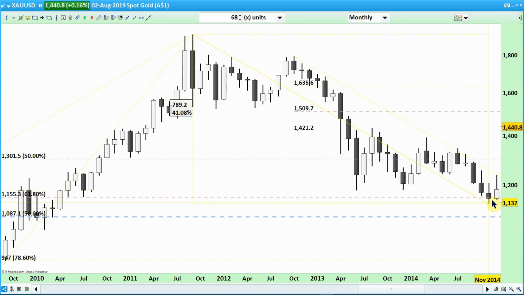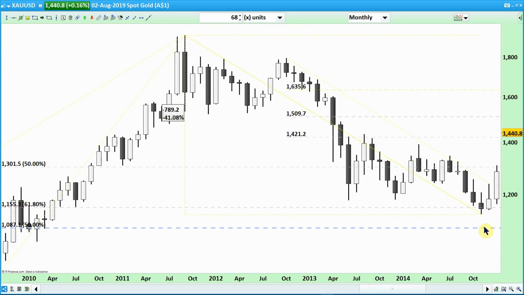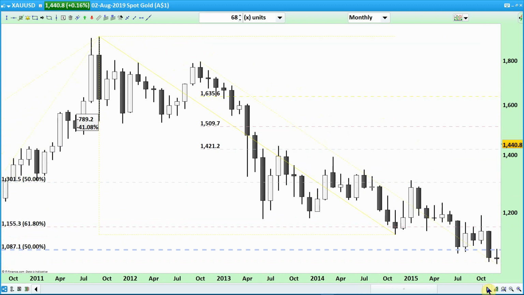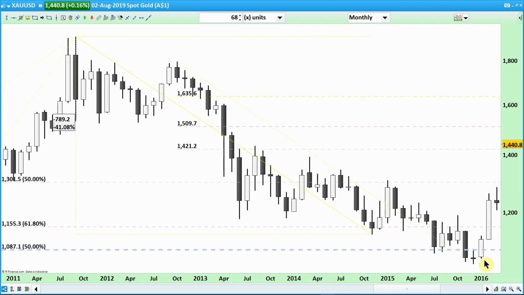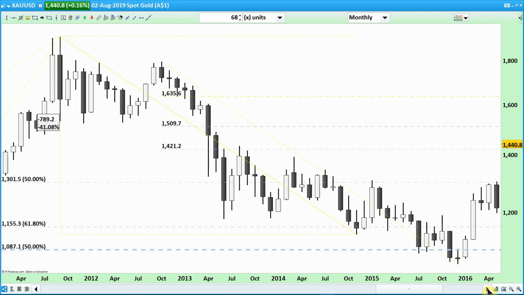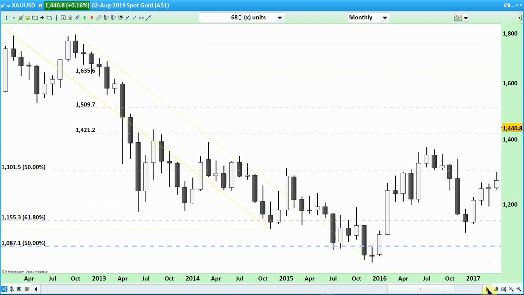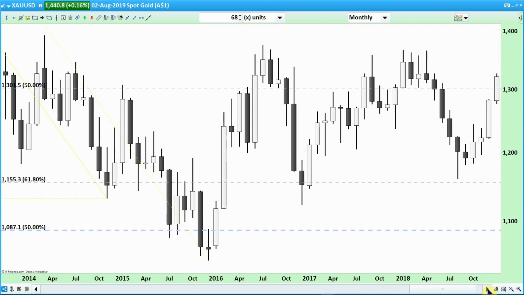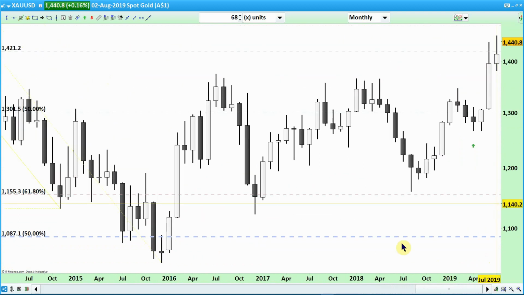Gold fell down to this point, 50%, and then from that 50% it started going up with this engulfing. With this engulfing, it went up to 1087. I think this is the one, 1087. And then it went up, it is going up, and now we are at 1444, I think, yeah, 1440.